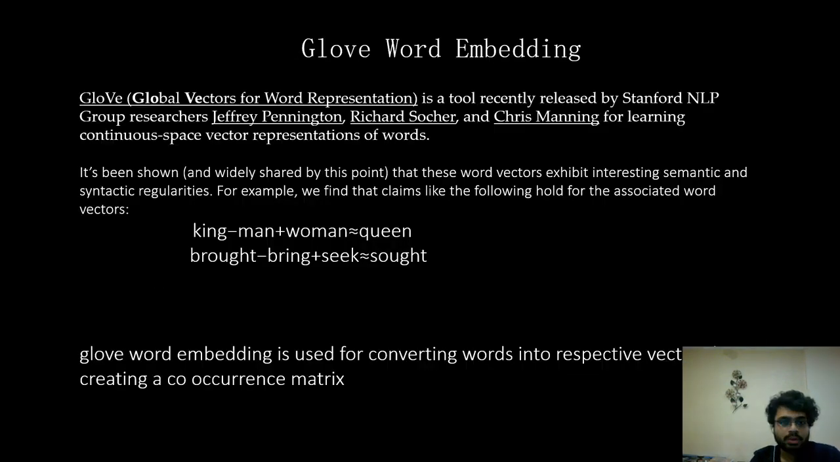So now let's move on to GloVe word embedding. GloVe word embedding was recently released by Stanford. It is basically a tool. Now, computers can't speak English, as you know, but GloVe word embedding can predict stuff, and it overcame a limitation in word embedding, bag of words basically. So it couldn't predict stuff, but here we can predict stuff such as king minus man plus woman will be equal to queen. So word embedding basically converts a word into respective vectors and creates a co-occurrence matrix.